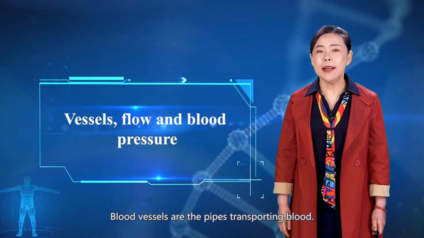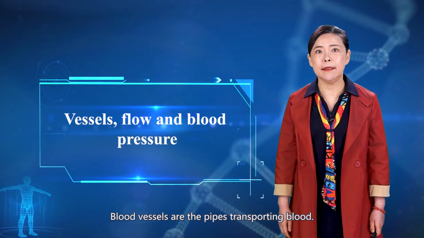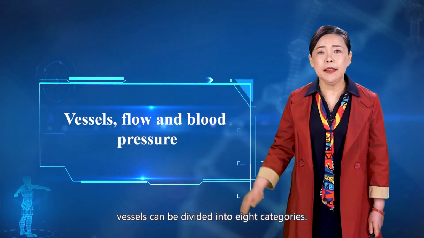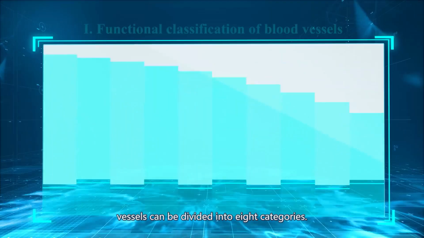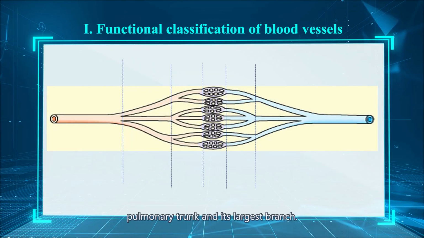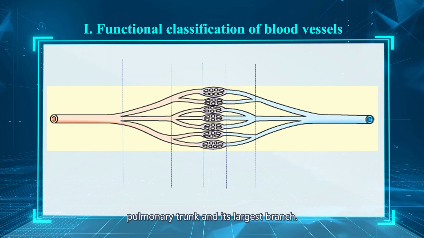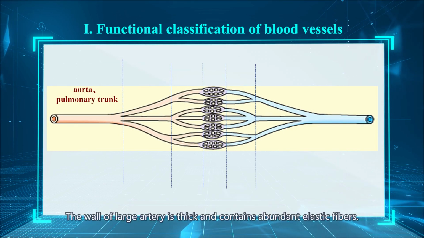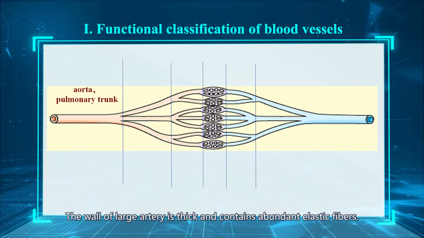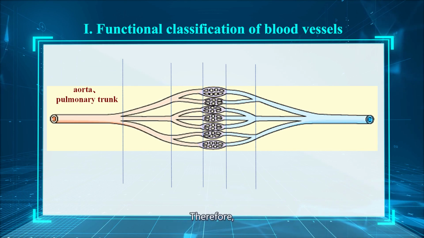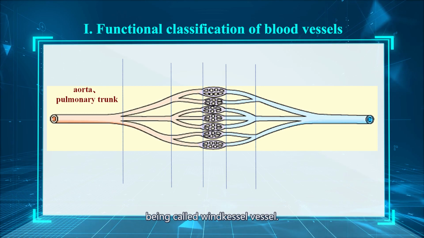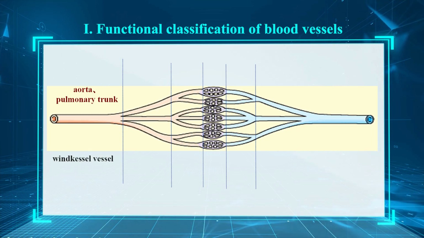Blood vessels are the pipes transporting blood. According to function, vessels can be divided into 8 categories. Large arteries include the aorta, pulmonary trunk, and their largest branches. The wall of a large artery is thick and contains abundant elastic fibers. Therefore, it has great elasticity, and is called a windkessel vessel.